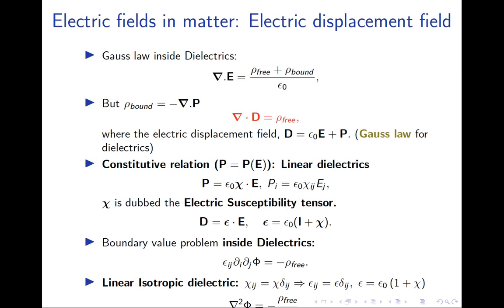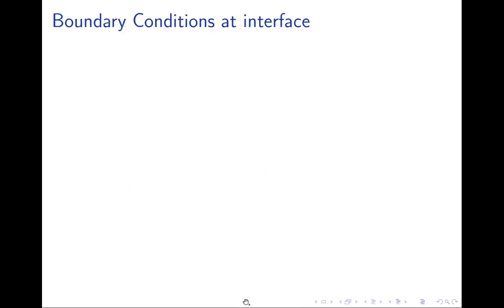So let's look at some of the boundary conditions. As I said, every time we look at this kind of Poisson-like equation, we need to know the associated boundary conditions which will help us solve this equation. So let's look at the boundary conditions at the interface between two media.